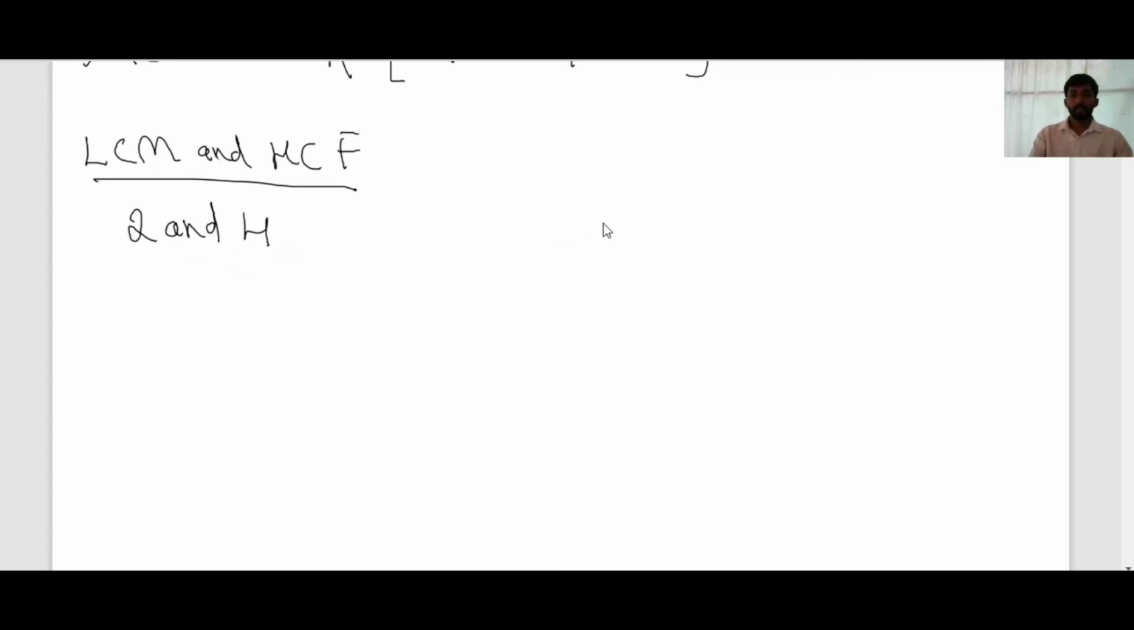To calculate LCM, here you need to write 2 and 4. Then you need to divide. 2 ones are 2, 2 twos are 4. Again, 2 ones are 2, 1 ones are 1. Therefore LCM is equal to 4.